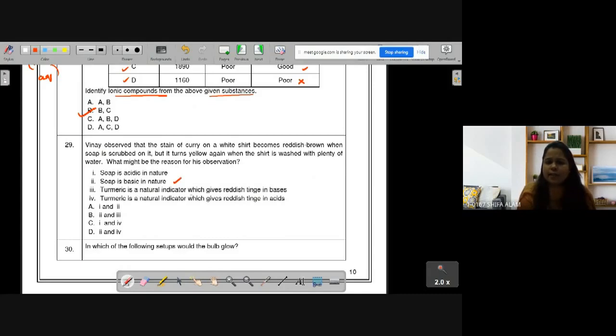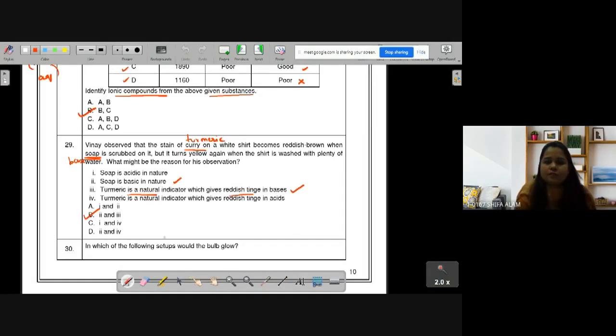Turmeric is a natural indicator which gives a reddish tinge in bases, or turmeric is a natural indicator which gives a reddish tinge in acids. Because we know that he used soap, and soap is a base and the stain of curry contains turmeric, the correct option would be turmeric is a natural indicator which gives the reddish color in bases. So option 2 and 3, which is present in option number B.